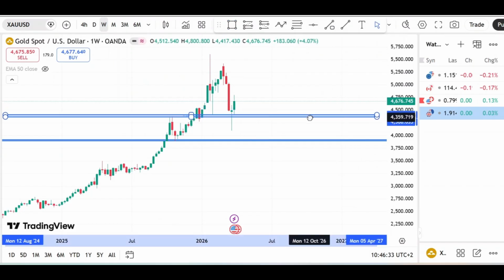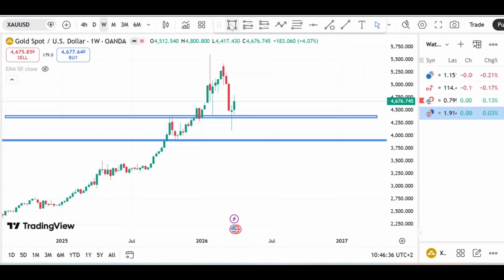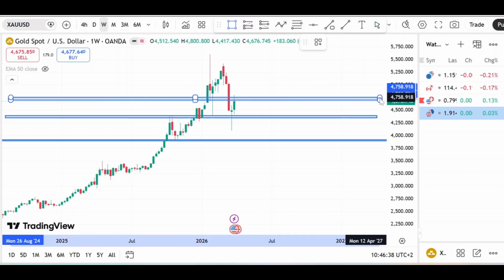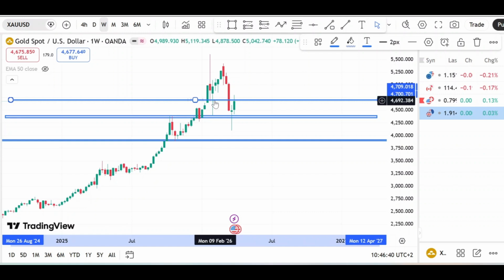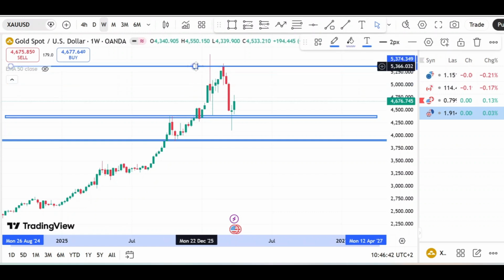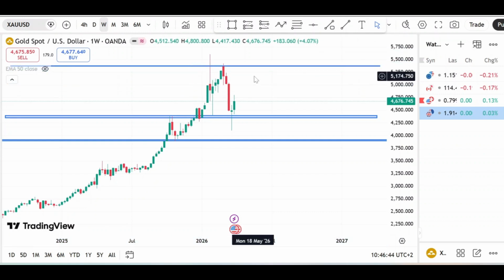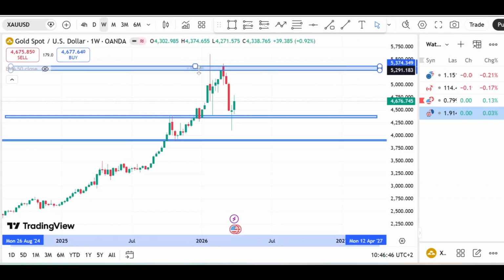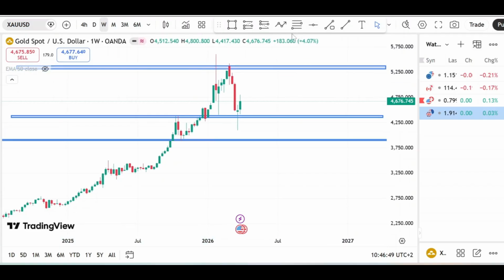This is a weekly lower zone. This is a midway zone. This is the upper zone here. If you can see clearly, we are in an uptrend where we are seeing higher highs and higher lows.